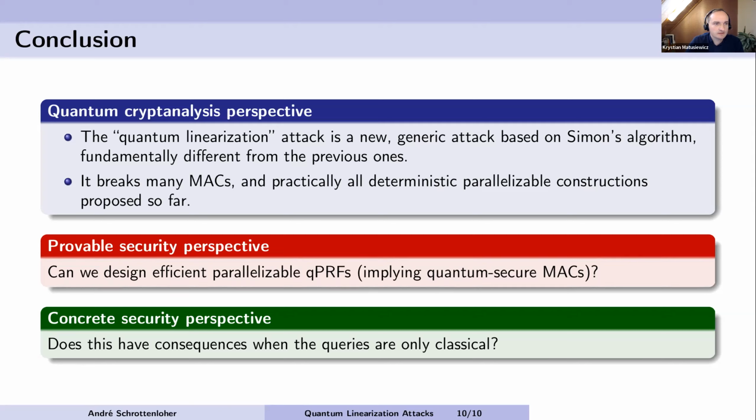Well, we know, for example, that if you have not a parallel but a sequential MAC, like HMAC and NMAC, they are secure.